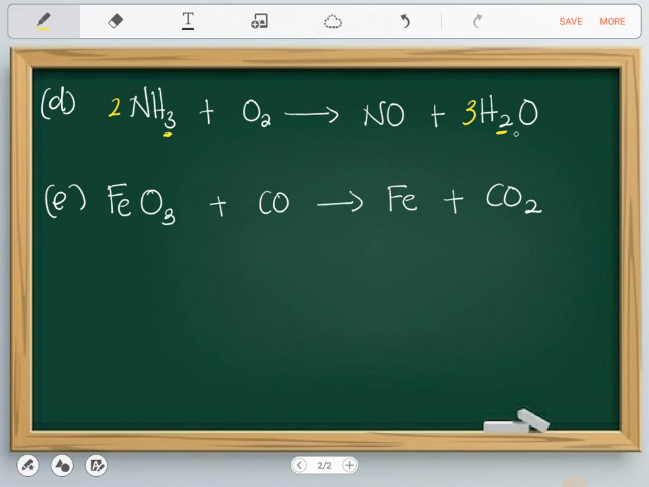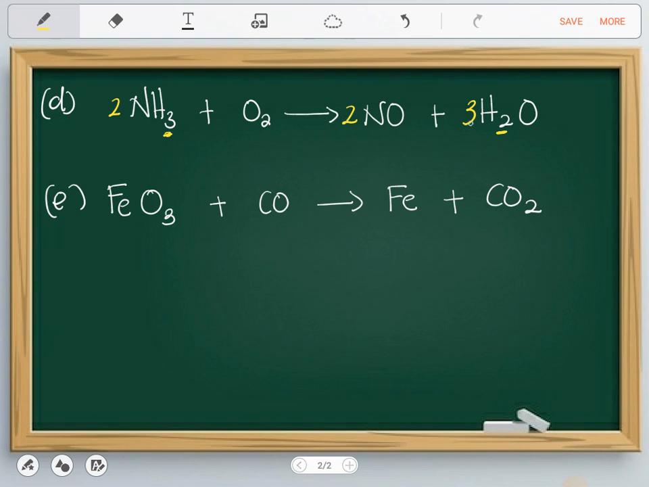Remember that nitrogen and oxygen were balanced. Now let's also balance hydrogen, which we've now balanced. But the presence of 2 here has affected nitrogen. It has become 2. So if I put a 2 here, nitrogen will be balanced, right? Yes. But this 2 has also affected what?